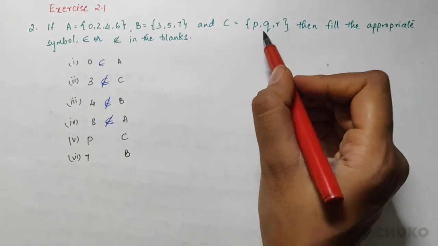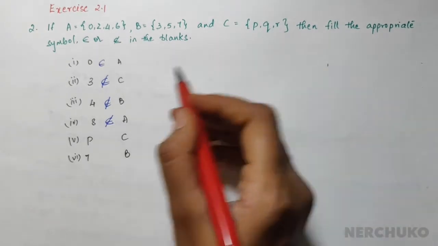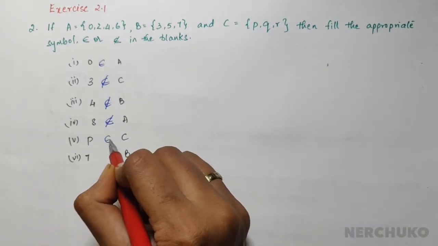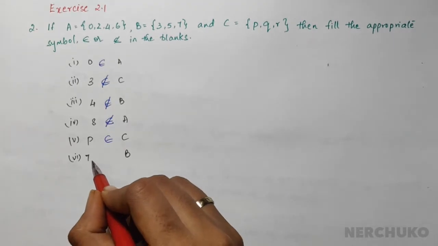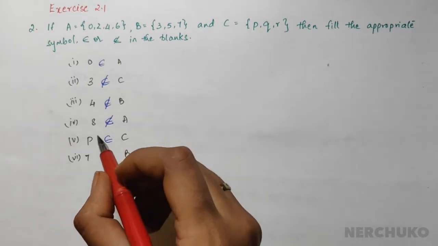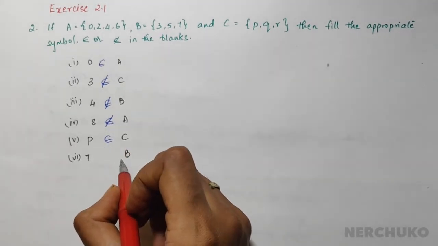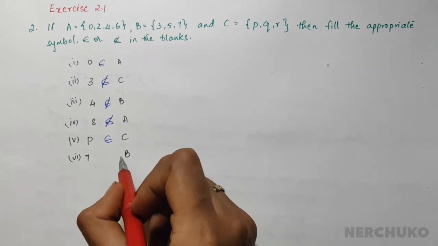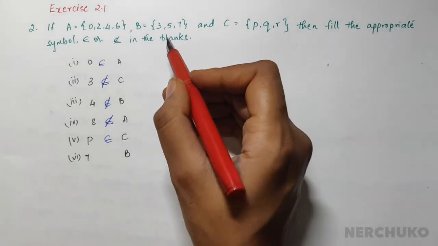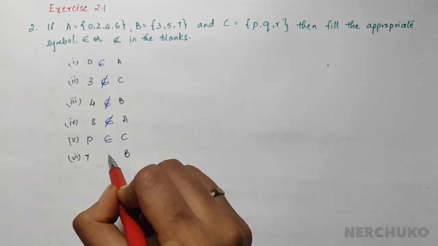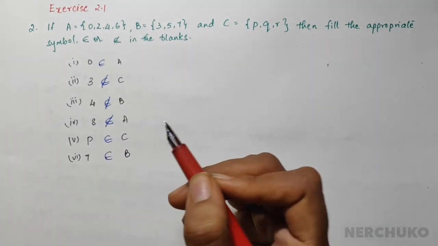P in set C. We have P in set C, so we can write P belongs to C. And the last one, 7 in set B. We have number 7 in set B, so we can write 7 belongs to set B.